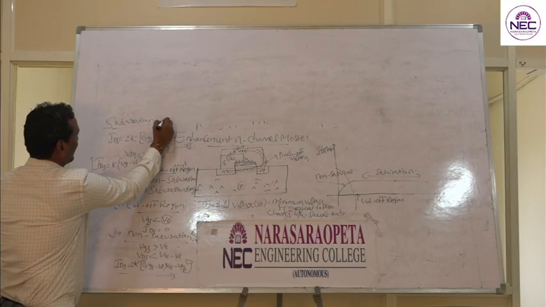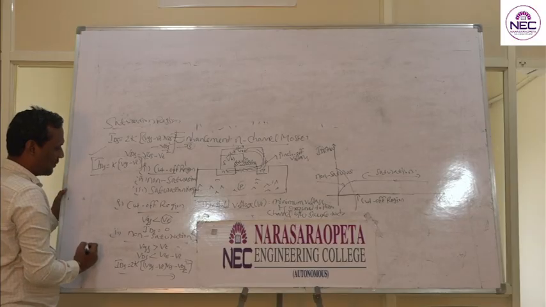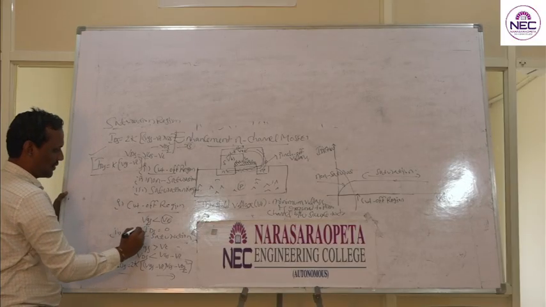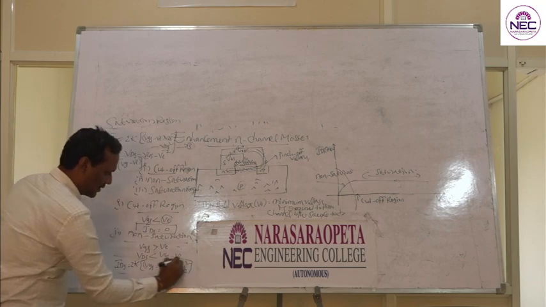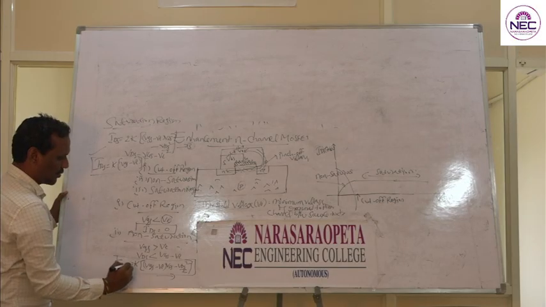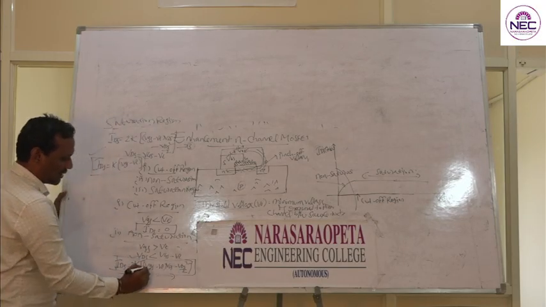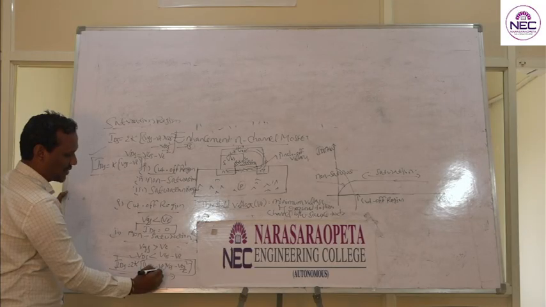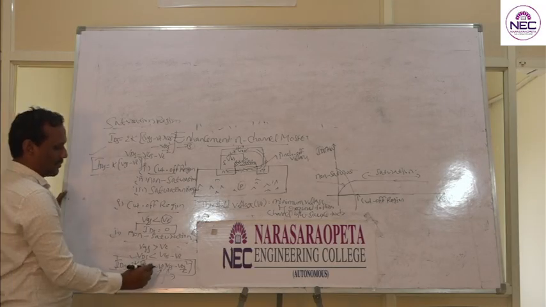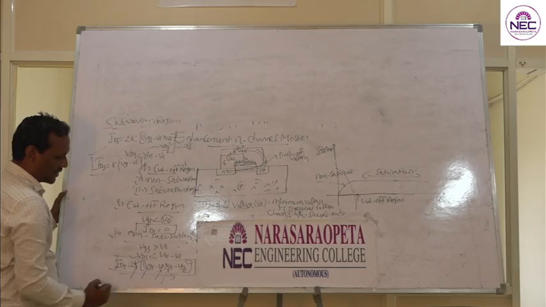In the saturation region, this is the IDS value. In the cutoff region, the IDS value is 0. In the non-saturation region, the IDS value is 2K into (VGS minus VT) into VDS. Here VGS is the applied gate to source voltage, VT is the threshold voltage, and VDS is the applied voltage between drain and source. Here K is the device constant.